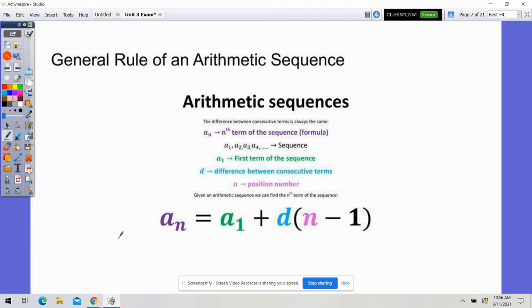Like I said before, there's a way that we can write a rule so that we can figure out any term in a sequence. And that's this formula right here. AN, which is the nth term of the sequence, equals A1, which is the first term, plus D, which is the common difference, and N is the position number, the term number you're trying to find. So this formula we can use to find any term of any sequence. And I'm going to show you how that works in the next slide.